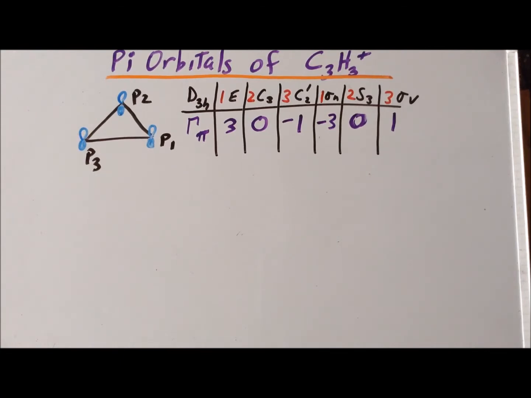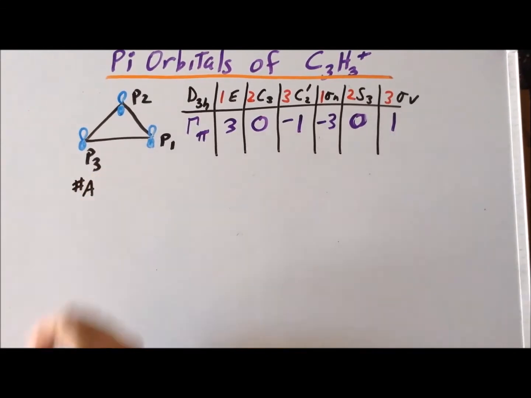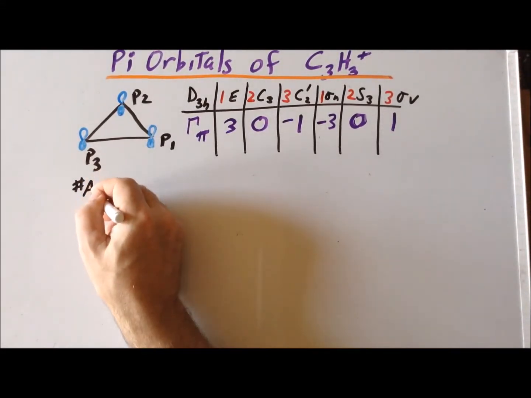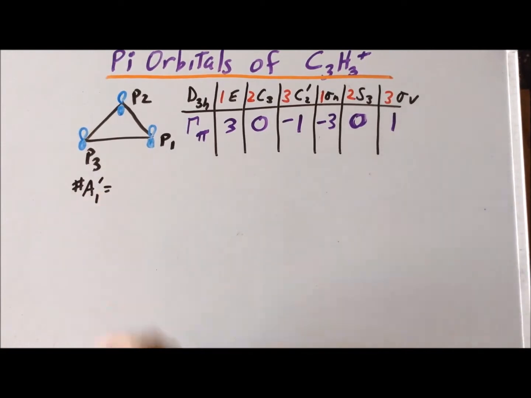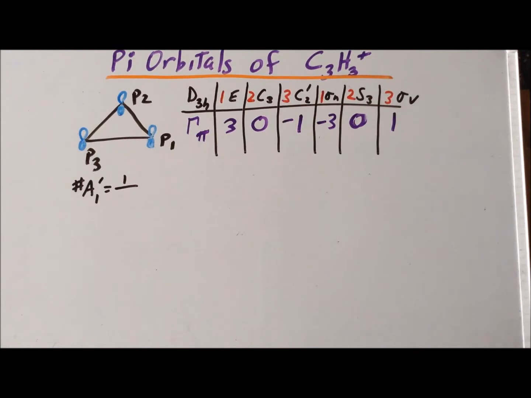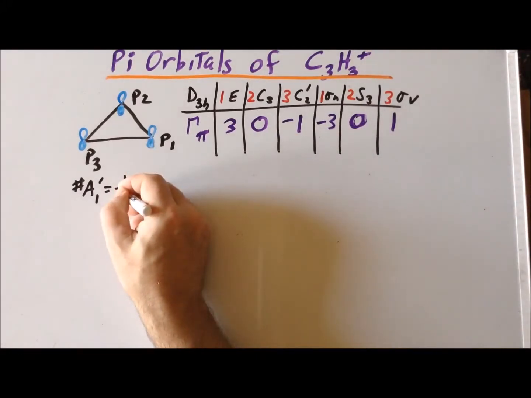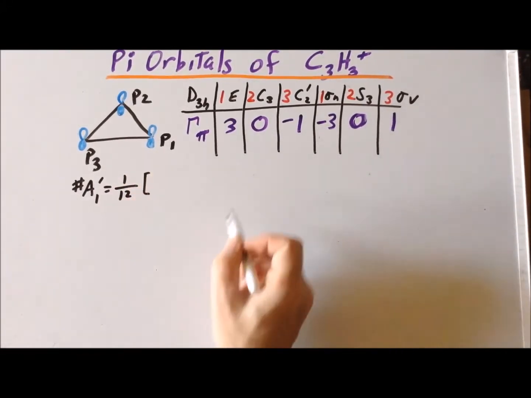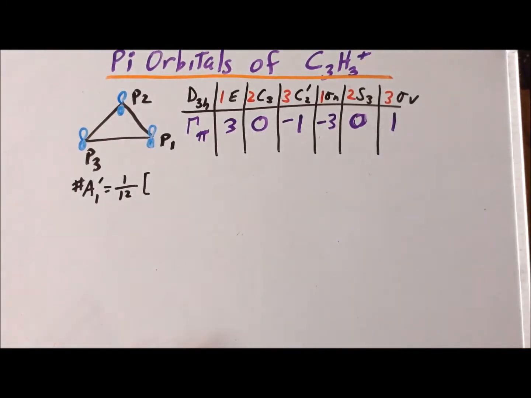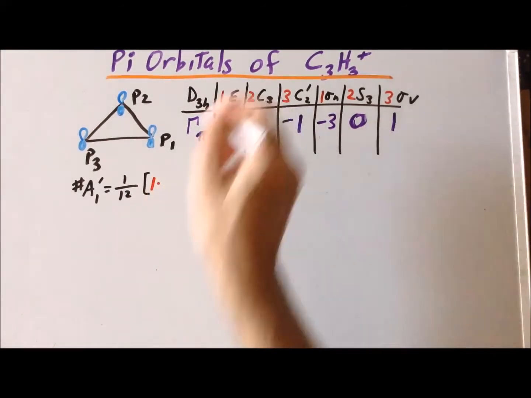So now we use our reduction formula for each of the irreducible representations in the point group. Our first irreducible representation is A1'. And remember that our first step is a fraction, 1 over the order of the group. The order of the group is the number of operations in the group. And we see here that the number of operations in the group is 12. Then we go through each of the classes and apply our reduction formula. Recall that the first factor is the number of operations in the class, which is 1 for E.